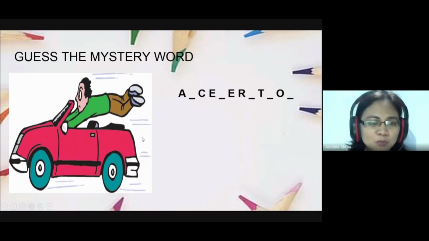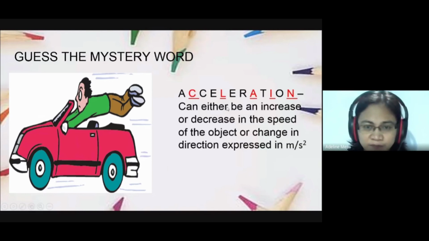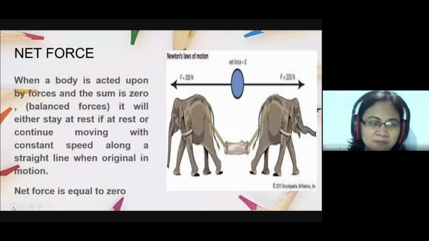Next one. Guess the mystery word for this image. A moving car. So what is it? Very good. It's acceleration. Acceleration can either be an increase or decrease in the speed of the object or change in direction, which is expressed in meters per second squared.